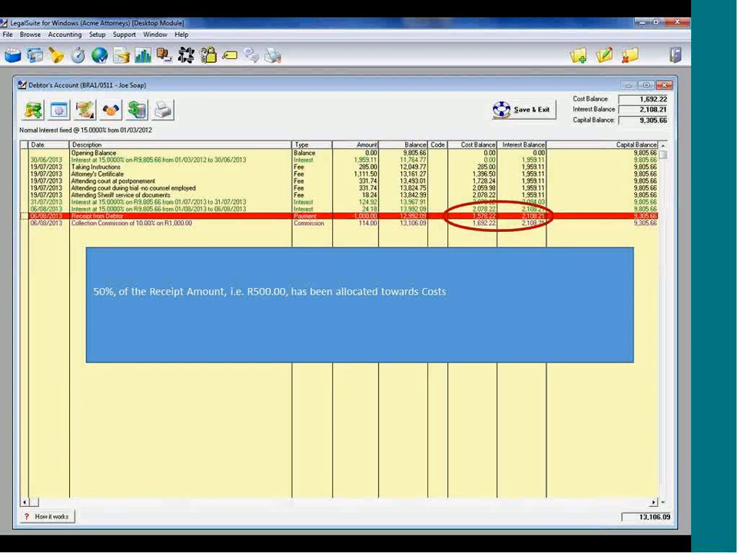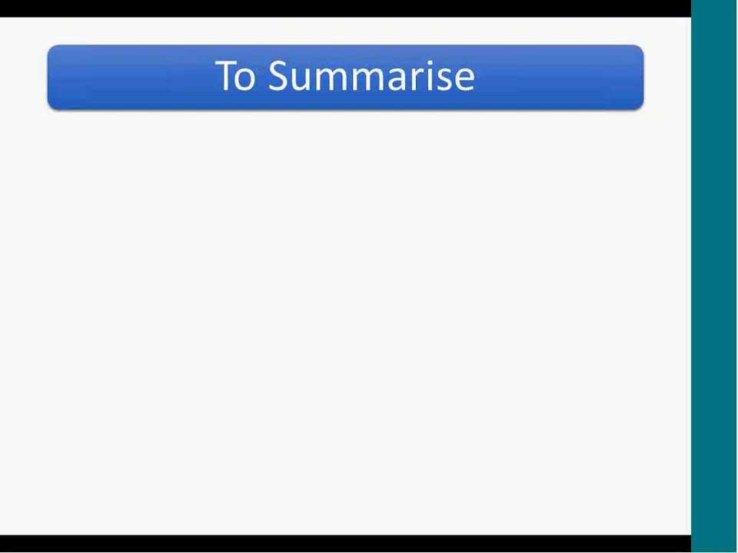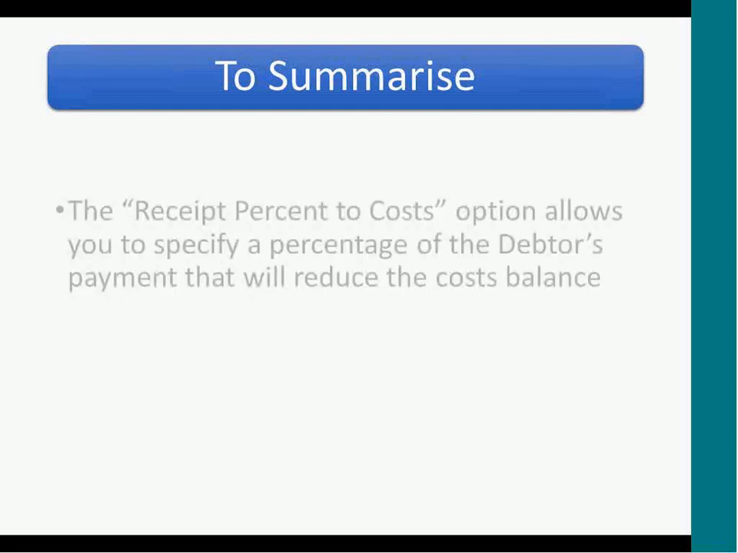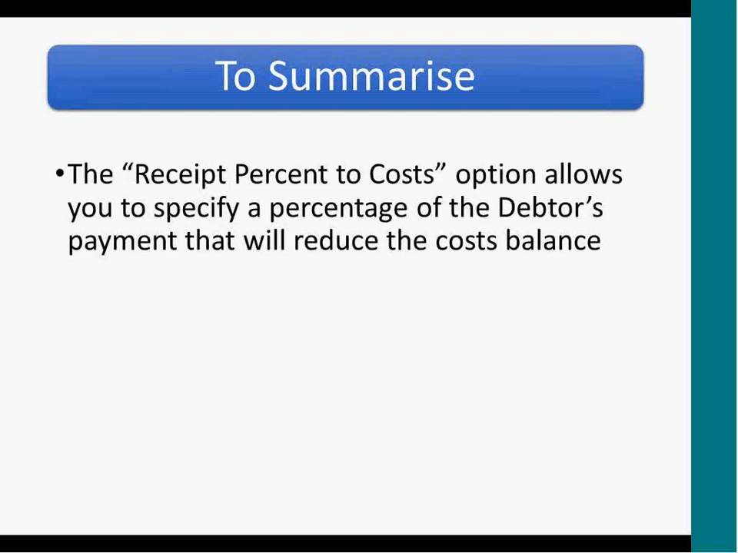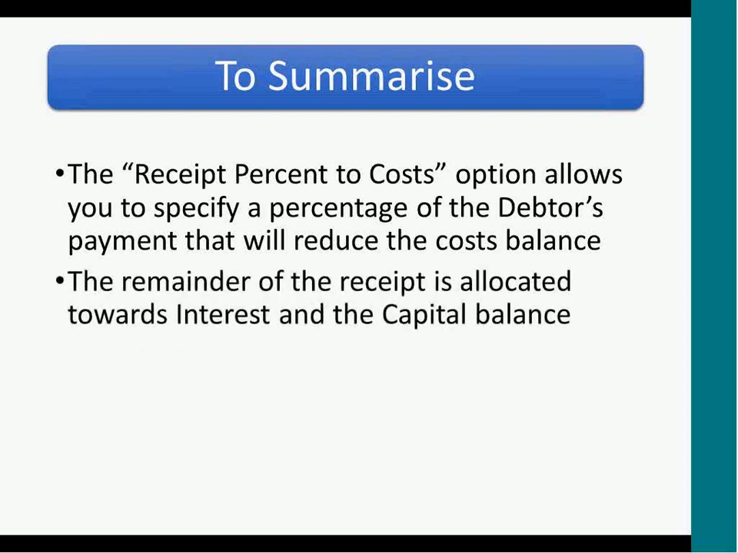So just to summarize, the receipt percent to costs option allows you to specify a percentage of the debtor's payment that will reduce the costs balance. The remainder of that receipt is allocated towards interest and the capital balance. Your client will therefore receive a portion of each payment rather than having to wait until costs are paid off.